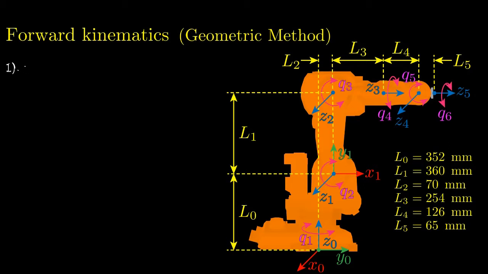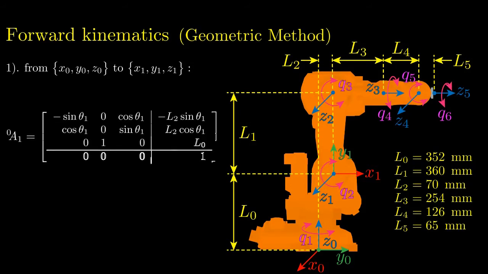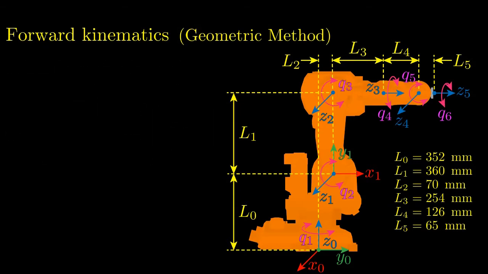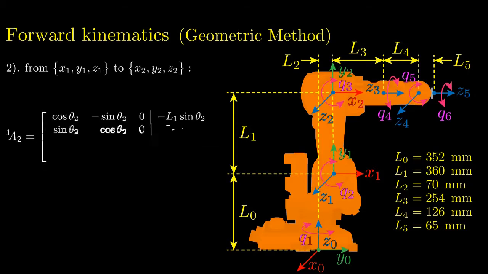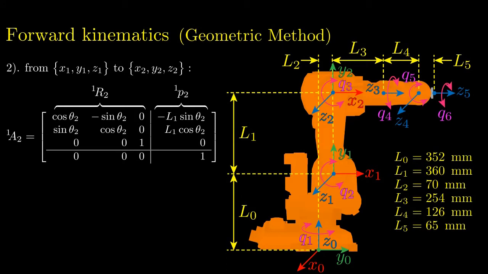The pose of the second reference frame with respect to the base coordinate system can be determined through the following homogeneous transformation matrix A from 0 to 1, which is obtained from trigonometrical identities. Similar to the second one, the third coordinate system is specified because the rotation axes of the involved joints are parallel, and the following transformation matrix A from 1 to 2 gives the pose of the third frame with respect to the second one.